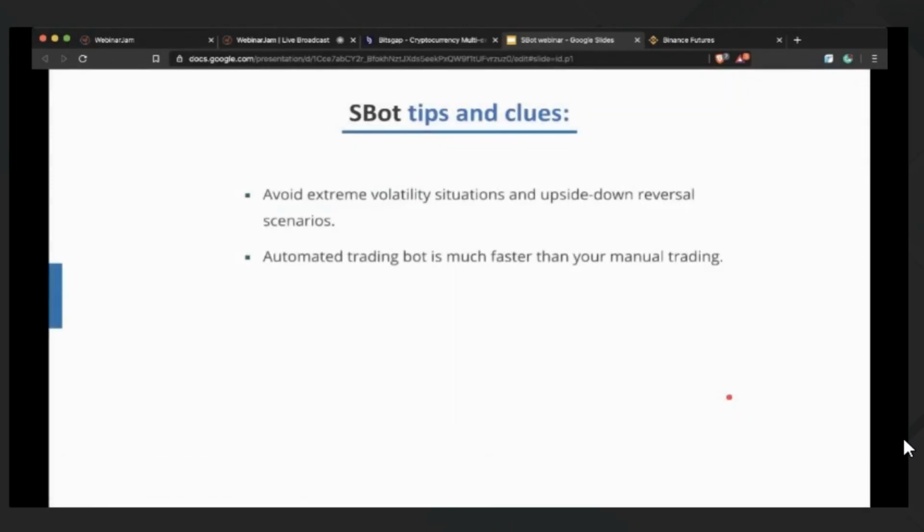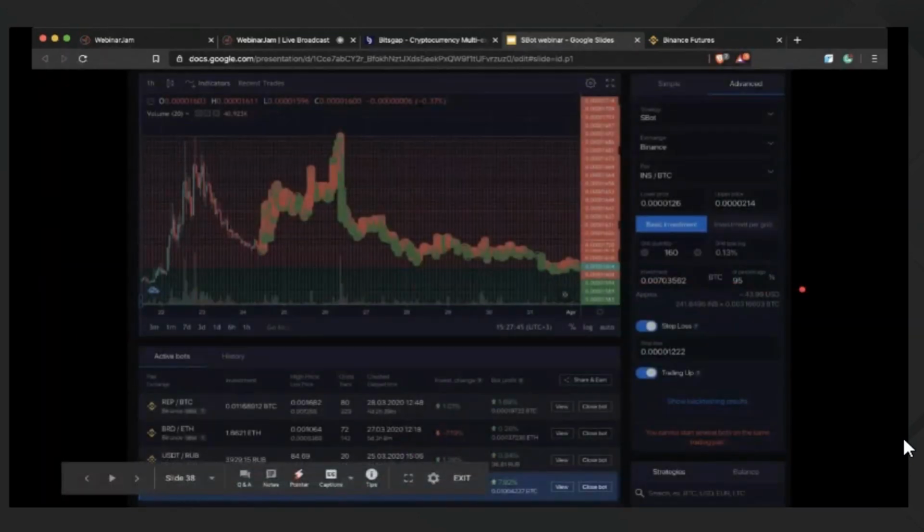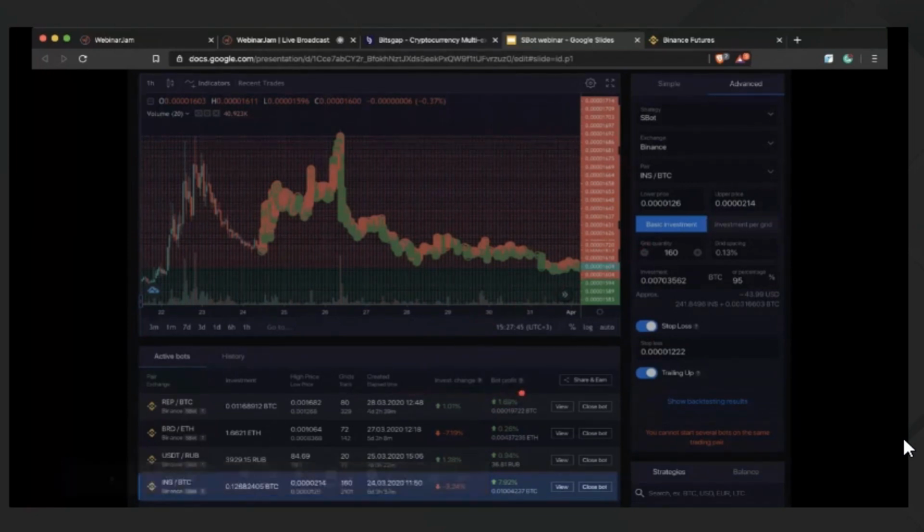So yeah, automated trading is much faster than your manual trading. And as I already demonstrated, there are some cases where the bot can make 19,000 trades, all right? So in milliseconds, sometimes even. Manually, you wouldn't be able to do so.